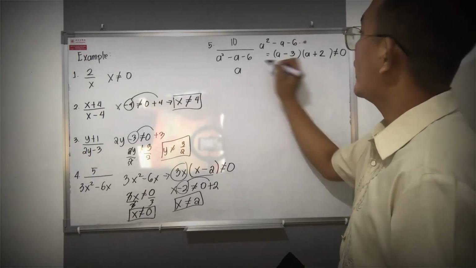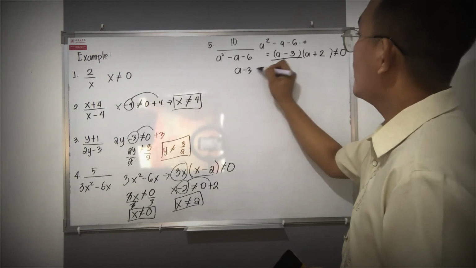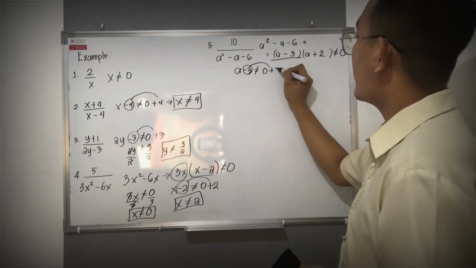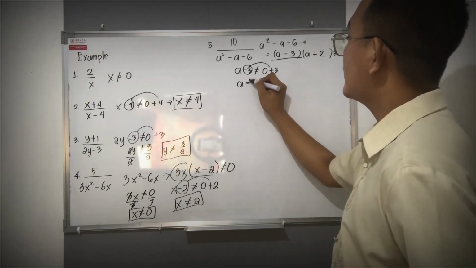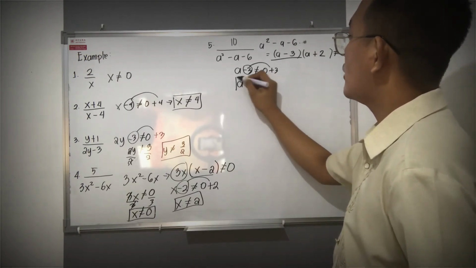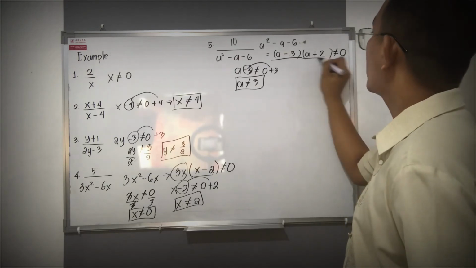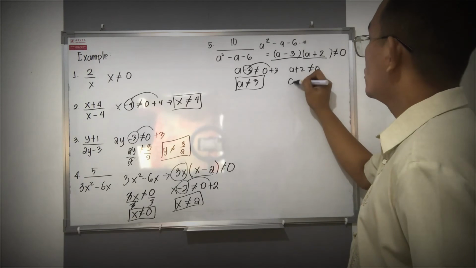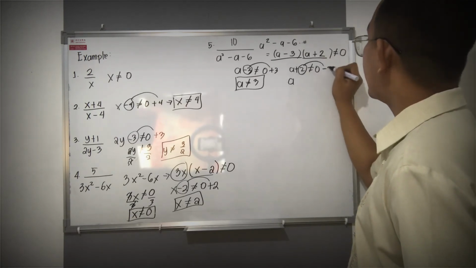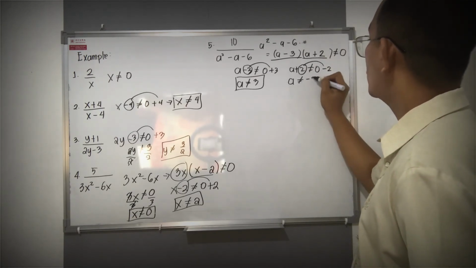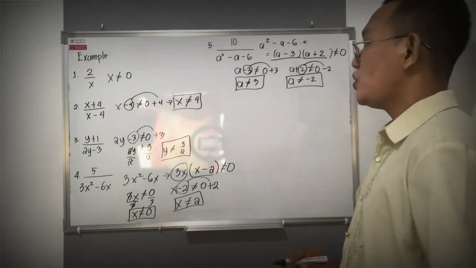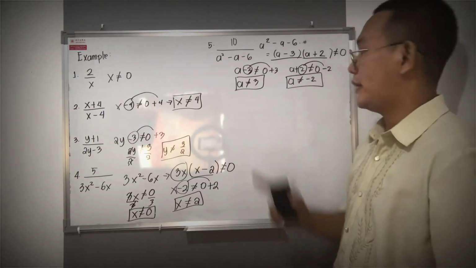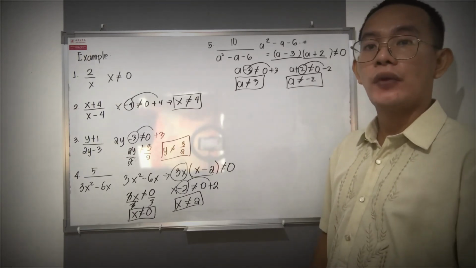First, we take the factor a minus 3 not equal to 0. We move negative 3, which becomes positive 3. So a is not equal to positive 3. That is the first value. Next, we take the factor a plus 2 not equal to 0. We move positive 2, which becomes negative 2. So a is not equal to negative 2. So the values we are looking for in number 5 are a is not equal to 3 and a is not equal to negative 2.